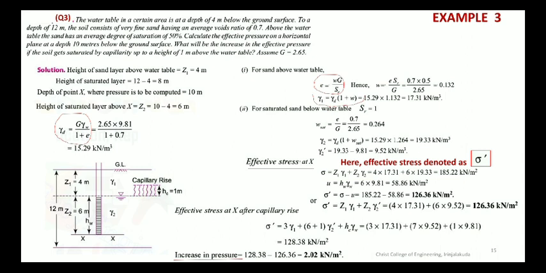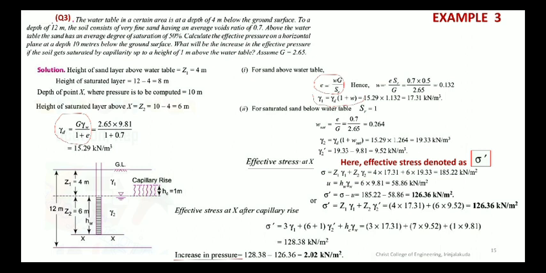Now we have to find out the effective pressure on a horizontal surface at a depth of 10 meters below the ground surface. So the soil is of 12 meter depth, but we have to find out the effective stress at a depth of 10 meters. So we are concerned only for a depth of 10 meters from the top.